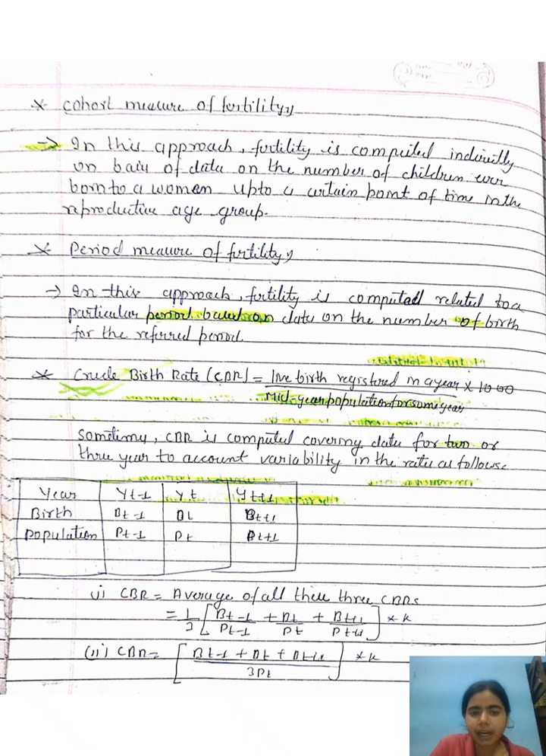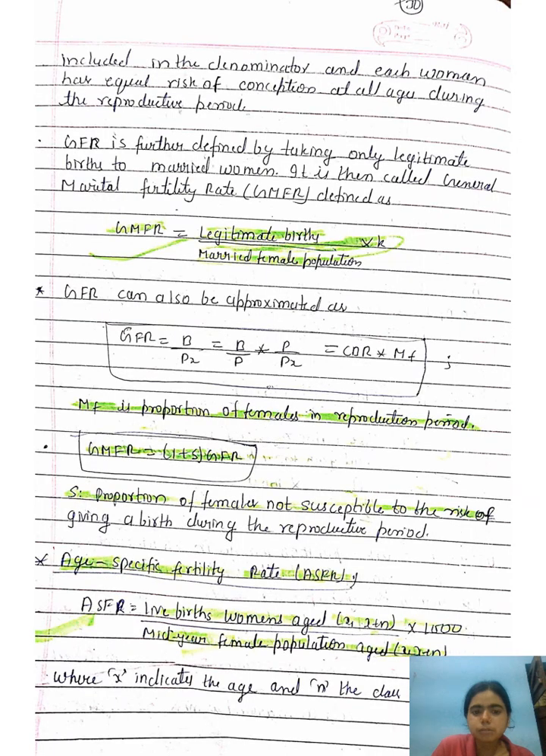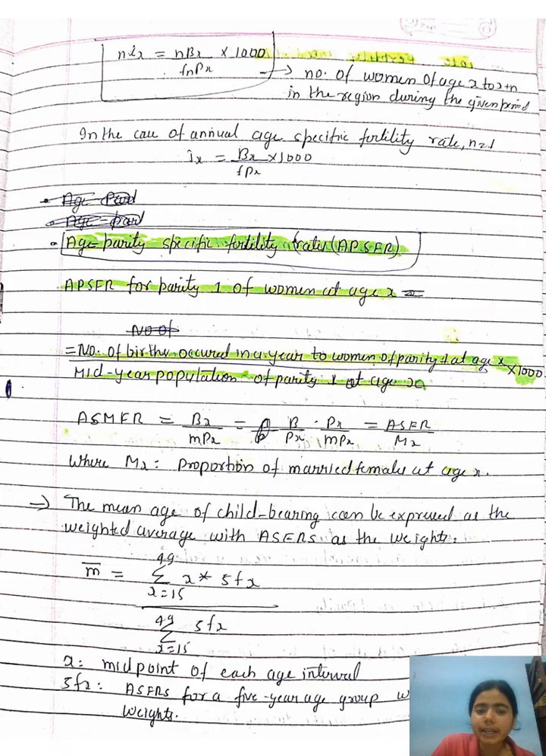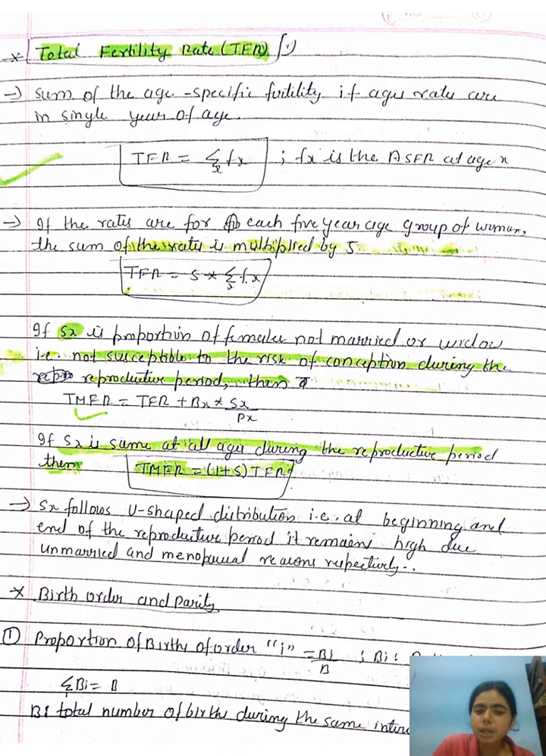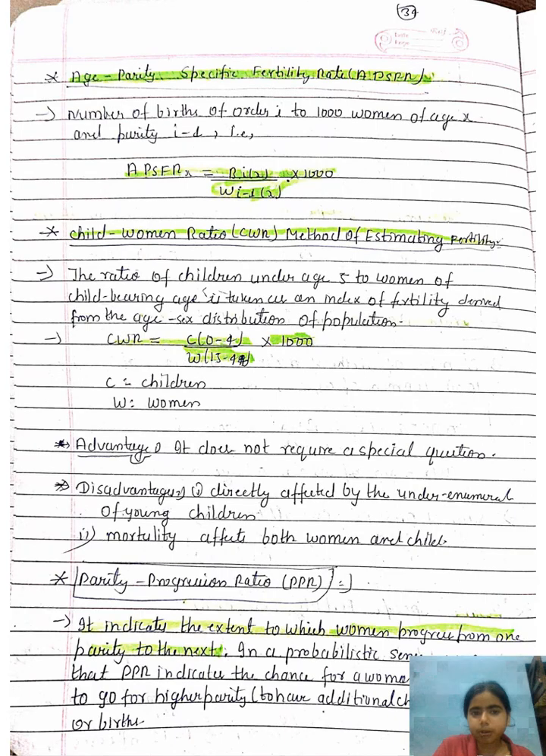These are the period measures of fertility: crude birth rate, general fertility rate, general marital fertility rate, age-specific fertility rate, total fertility rate. So these are the formulas.